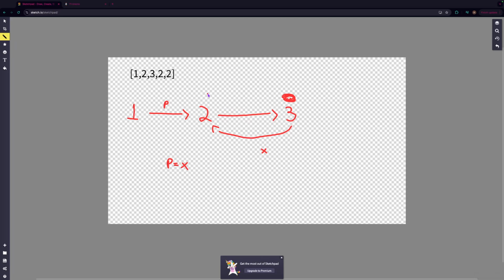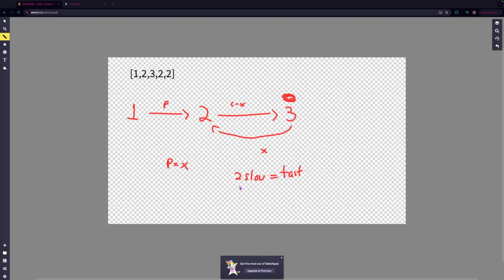And I'm not going to really get into how you can do that here, but the general idea is if you were to say that the distance in the cycle before the intersection point is c minus x, and then the distance from the intersection point to the beginning of the cycle is x, you can pretty much construct an equation based on the fact that 2 times a slow pointer is going to equal a fast pointer.